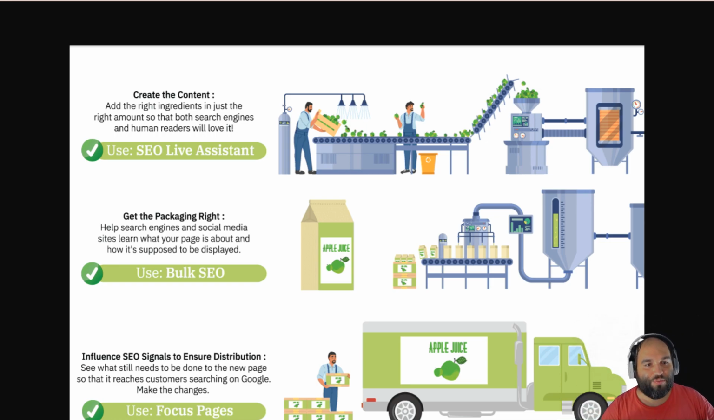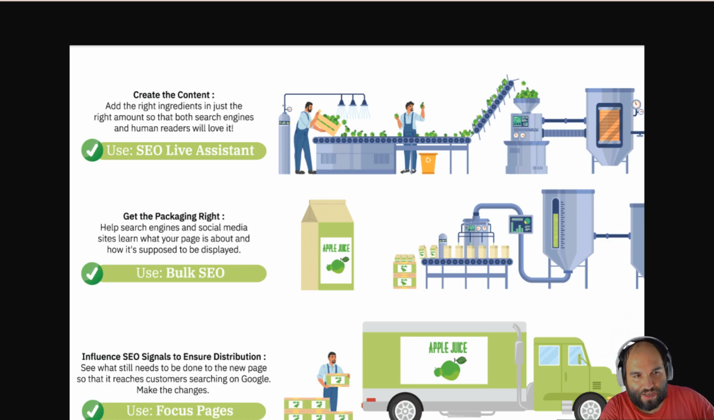I hope it does, because with the SEO Live Assistant, you actually create the perfect juice, and then with the bulk SEO, with the snippets, the rich snippets, the meta title, the meta description, the open graph, the Twitter cards, those things are just the package. So that's the bottle in which you're gonna place your apple juice, right? So I think this is the easiest and the clearest way to explain it.